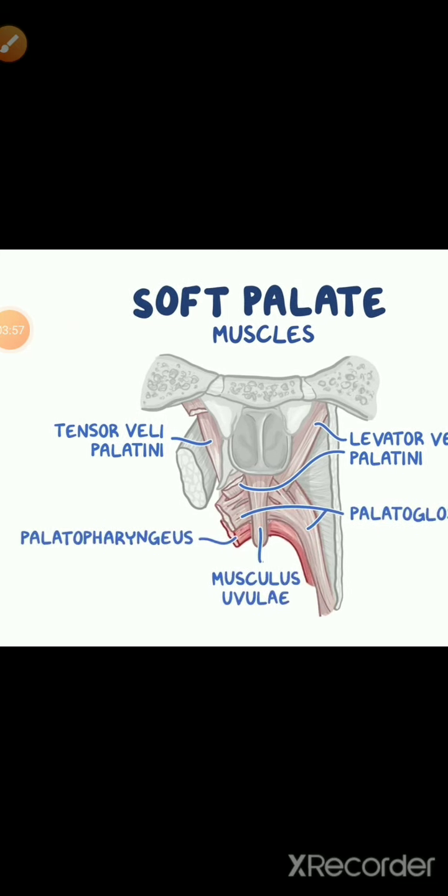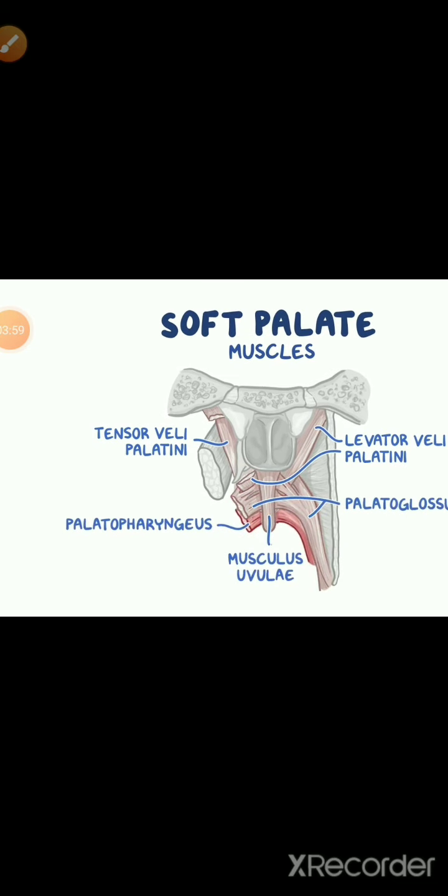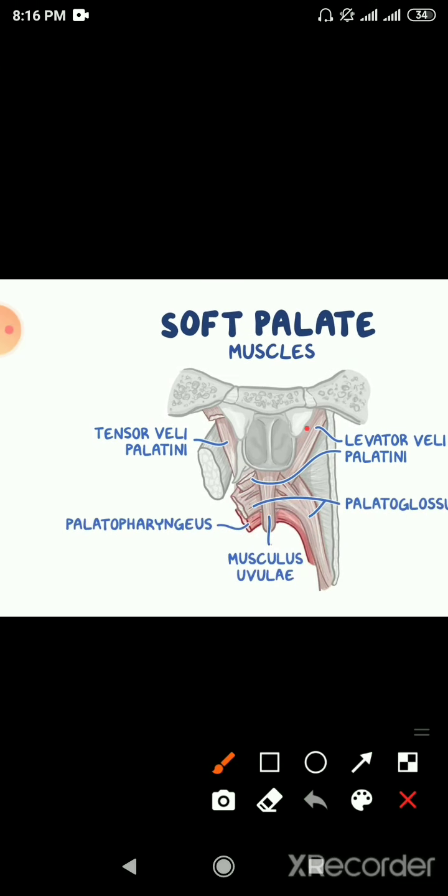Showing the muscles of the soft palate. So you can see the 5 muscles here: the levator veli palatini, tensor veli palatini, palatopharyngeus muscle, palatoglossus muscle, and the musculus uvuli muscle. So you have to remember the names of the 5 muscles of the soft palate.